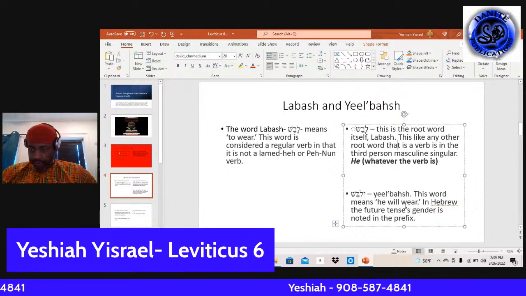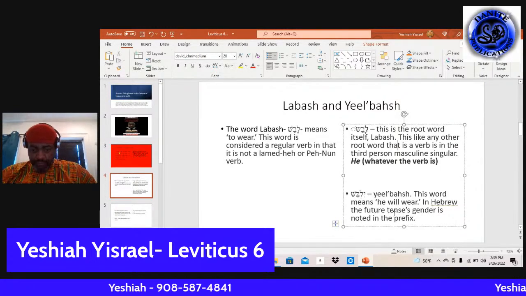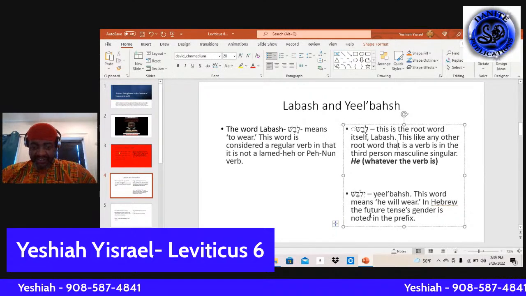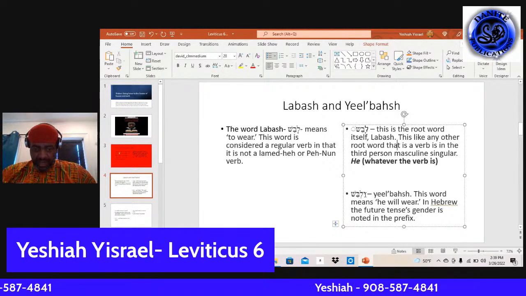Yilbash. This word means he will wear. In Hebrew, the future tense's gender is noted in the prefix. Now, brothers and sisters, let's look at this word right here.